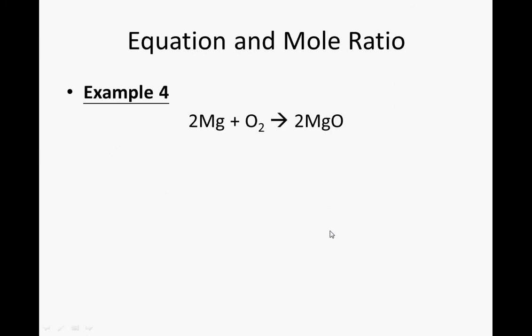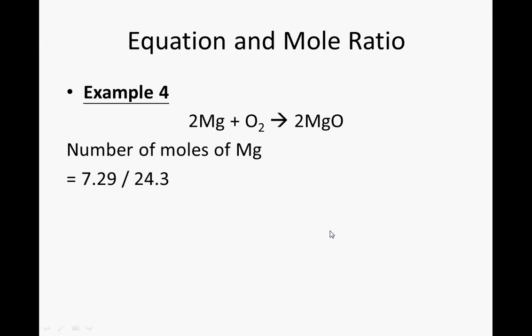So let's look at the number of moles of Mg. How can we find that out? 7.29 gram is the mass of it, and 24.3 is what? Relative atomic mass, or I should say a molar mass. 24.3 is the molar mass here. Mass divided by molar mass, then we can obtain the number of moles.